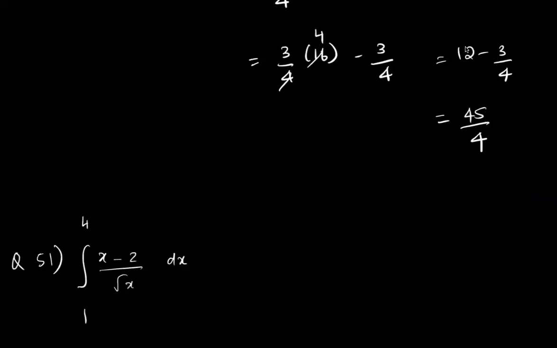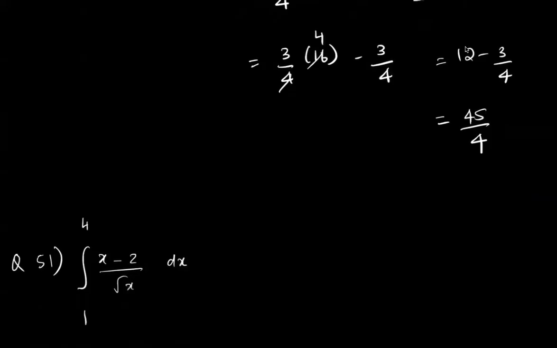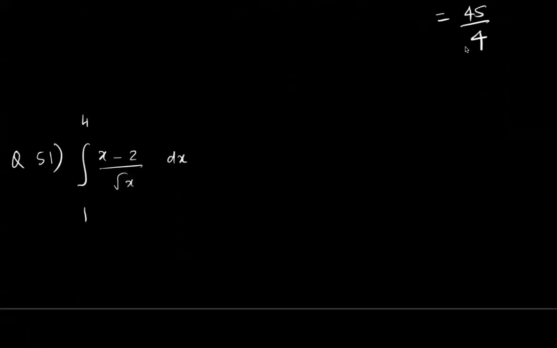So that is 12 minus 3/4, which is 48 minus 3 over 4, so 45 over 4. Okay. Next, I'm going to rewrite this, split it up like so.